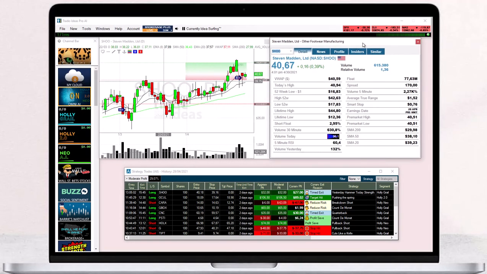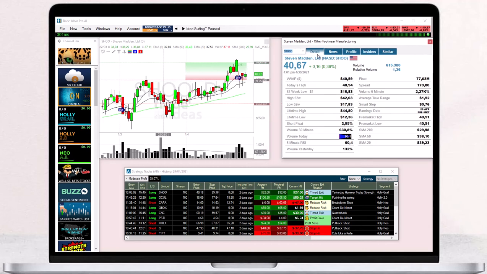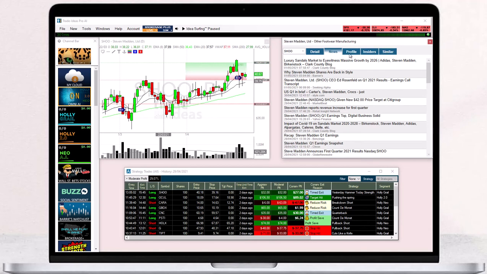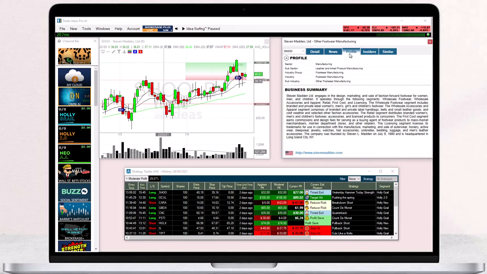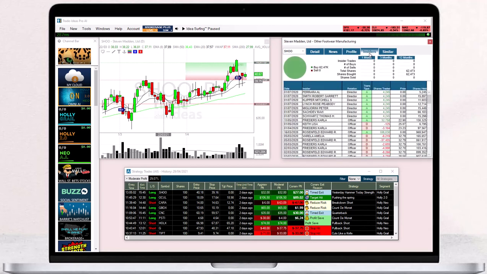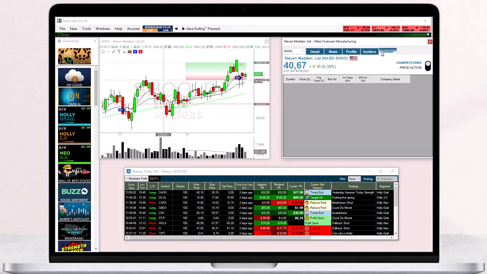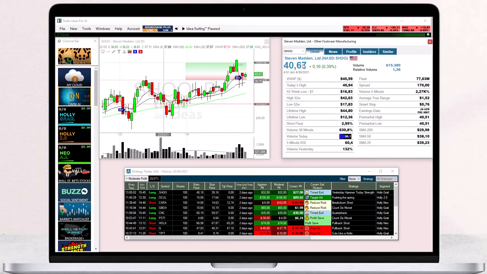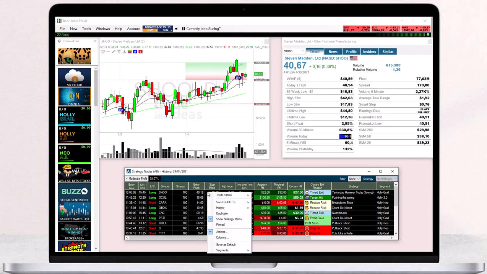Here, you will find important fundamentals, as well as news, the company's profile, insider info, and a list of similar stocks. In addition to that, you can share the stock on Twitter.